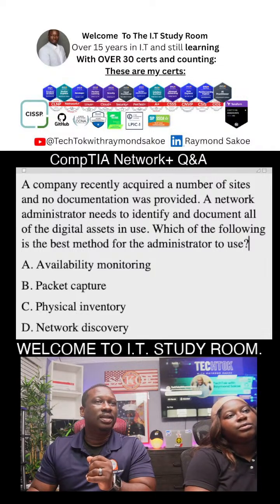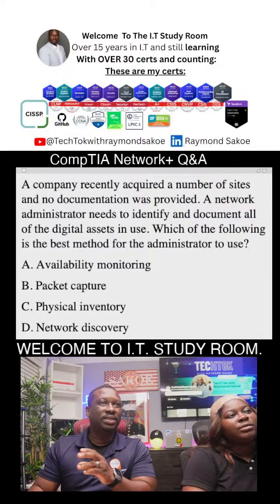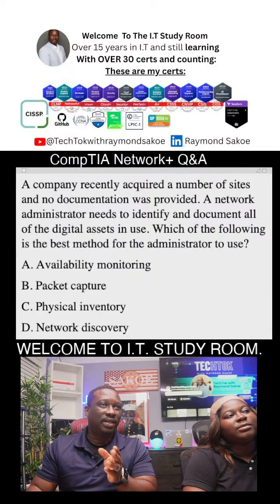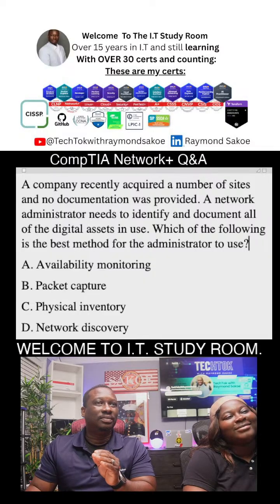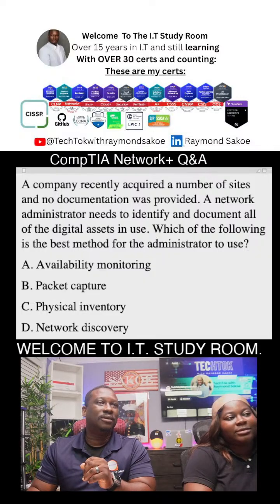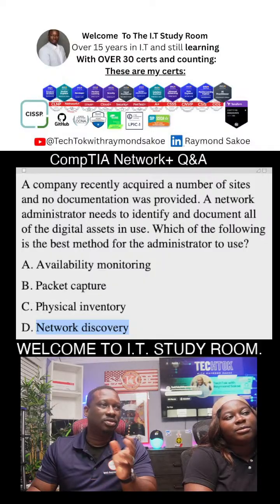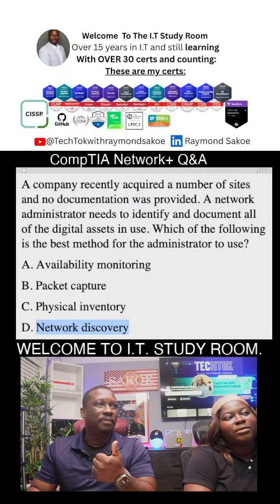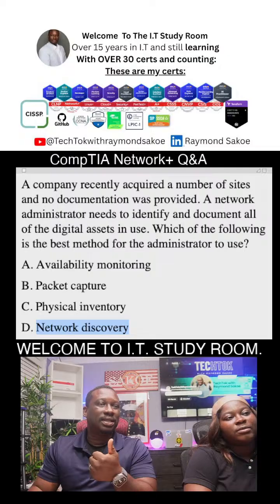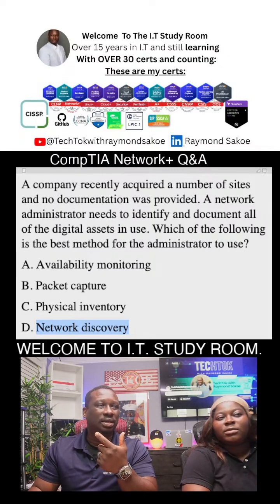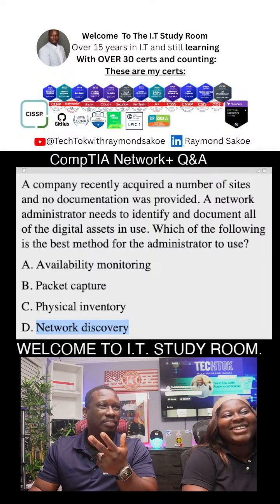So they acquired a new site, and there's no documentation that was provided. A network administrator needs to identify and document all the digital assets, right? So the best option is to use network discovery, right? There are so many tools out there. Nmap is an ideal tool for that. I think Nessus also has a tool for that. I think Angry IP Scanner, right?